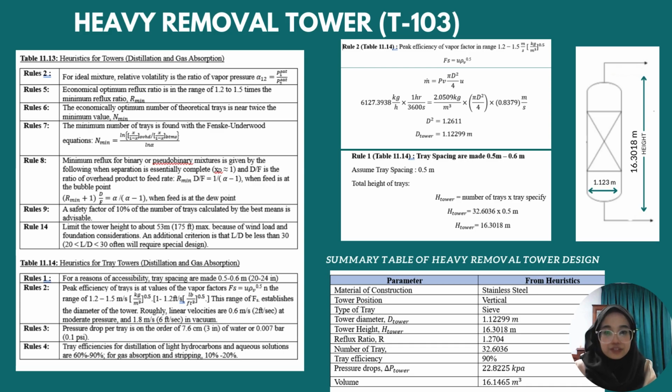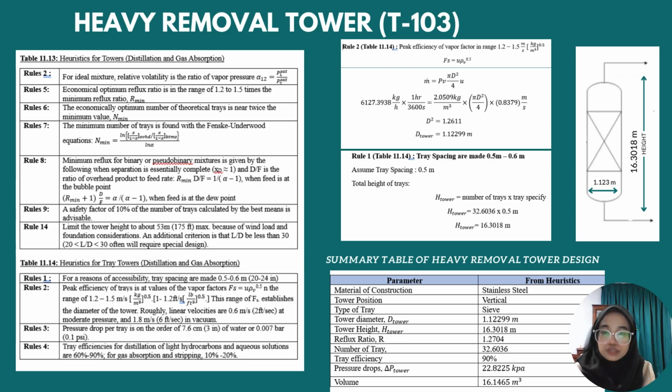Assalamualaikum, my name is Fatin Haina and I will present to you the design of the heavy removal tower. Basically, we have three distillation columns in the acetic acid production, but today I will focus on the heavy removal column design. The type of this distillation column is a tray tower, which means it will follow the heuristics in Table 11.13 and 11.14 in designing it.